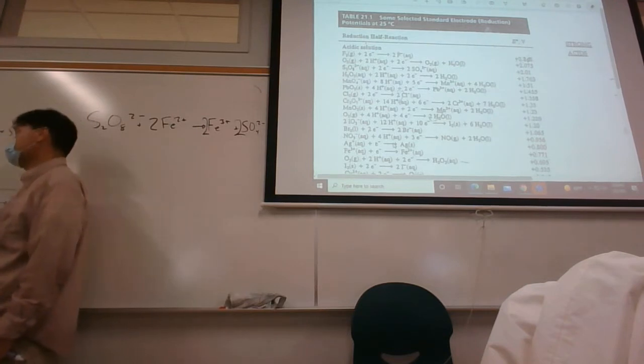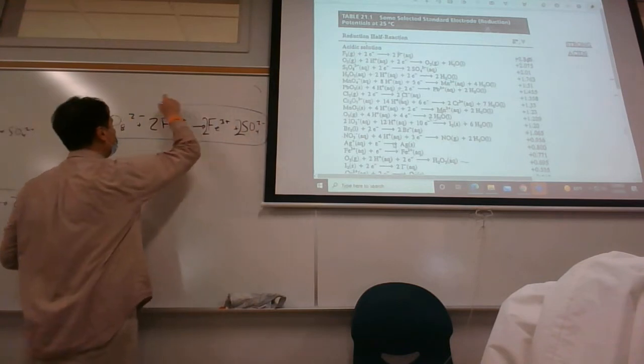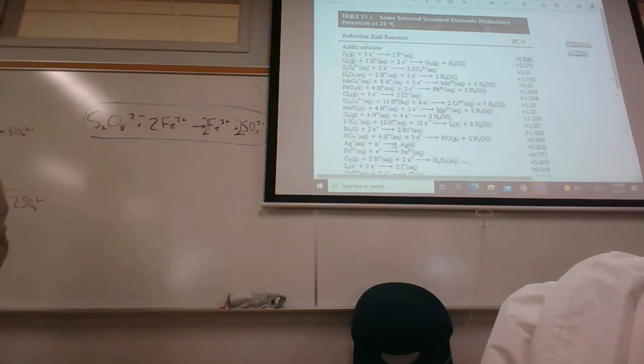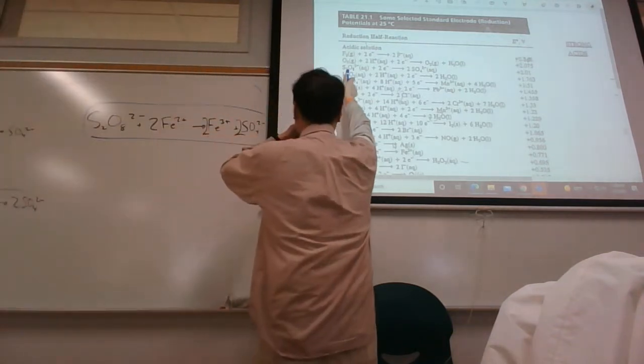Since the electrons are mismatched, we have to multiply this one by 2. If we multiply this one by 2, then we get 2 electrons produced, 2 electrons consumed, and then we combine them. When we combine them, we end up with this equation over here. This is the equation we end up with. Both of these species occur on the redox chart.